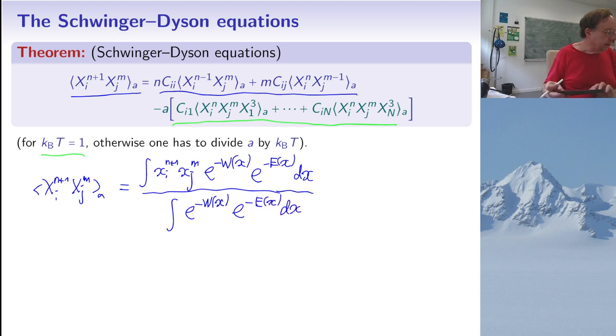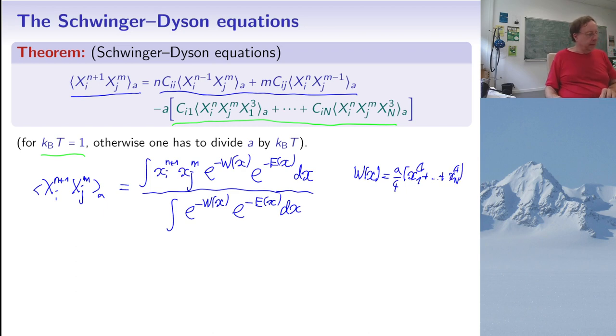So, and what is W of x here? Well, that is the new part of the energy due to these nonlinear terms. So W of x is given by, so it was A over 4 times x_1 to the power 4, plus and so on up to x_n to the power 4.